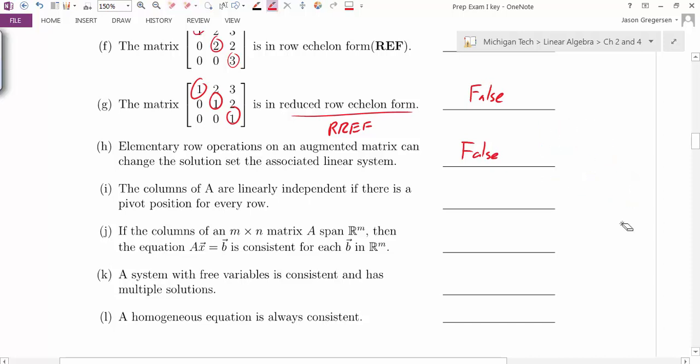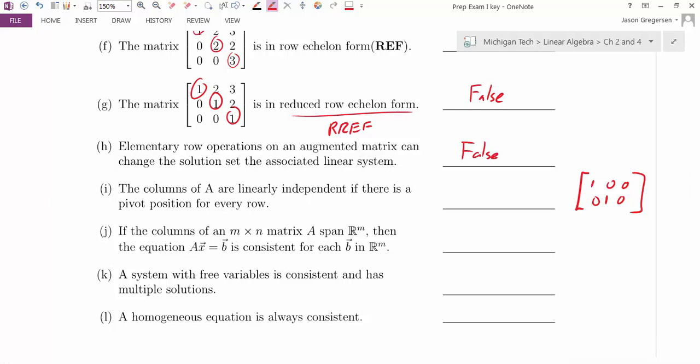The columns of A are linearly independent if there is a pivot position for every row. So once again, it's best to draw a picture of a matrix and put this to the test. So here I'm saying that there's a pivot position for every row. So what if I make a matrix that looks like this? There is a pivot position for every row, but are these columns linearly independent? They are not, because one of those columns is the zero vector. And any set of vectors that contains a zero vector is a linearly dependent set of vectors. So this one would be false.